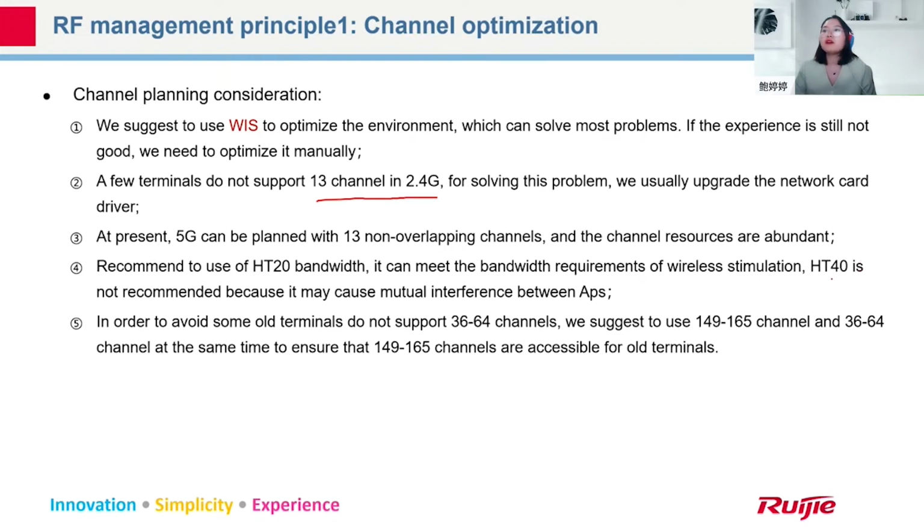In some scenarios, the 40 MHz band is not recommended because it may cause mutual interference between the APs. If you do the bonding, nearby channels will influence each other. And next, in order to avoid old terminals that do not support channels 36 to 64, we suggest using these channels and another channel at the same time. So at least one channel can be used by the terminals.